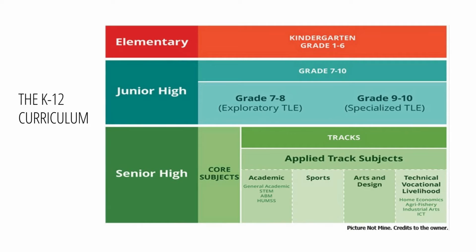The senior high program has 4 tracks: the academic track, sports, arts and design, and the technical vocational livelihood track. These tracks all have core subjects, and we have these academic strands like GAS, STEM, ABM, and HUMSS. While in TVL, we have 4 different majors. We have home economics, agri-fishery, industrial arts, and ICT.